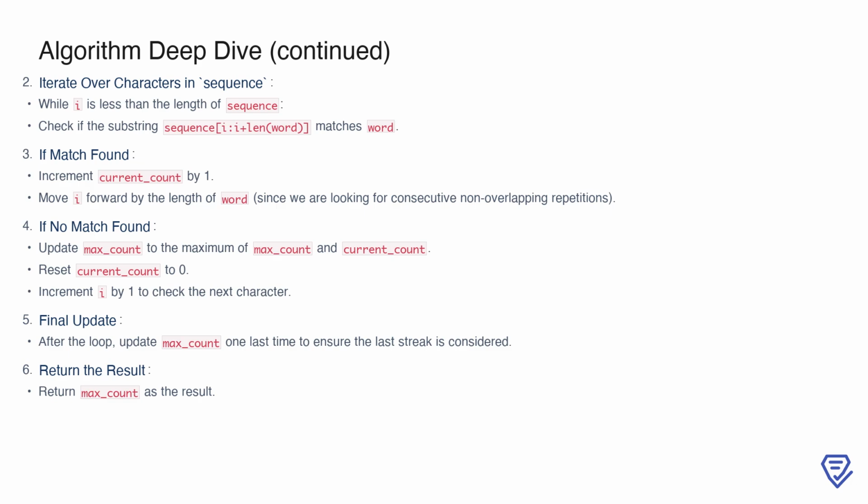If no match is found, we update the max_count to the larger of the current max_count and current_count. Then, we reset current_count to 0 and increment i by 1 to check the next character. After the loop ends, we perform one final update to max_count to account for any streak that may have continued until the end. Finally, we return max_count as the result, which represents the maximum number of consecutive repetitions of word in sequence.